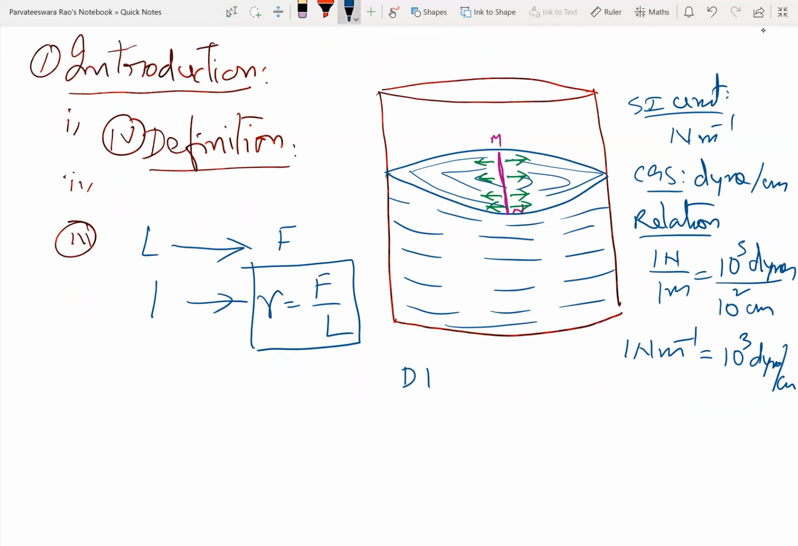Dimensional formula: force is M L T to the power of minus 2, divided by L. So it is M T to the power of minus 2. So surface tension is not a force, because whenever we hear tension, we assume that it is a force, but it's not a force. It is force per unit length.